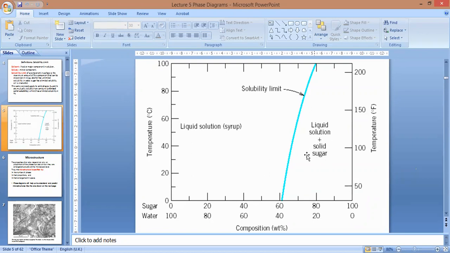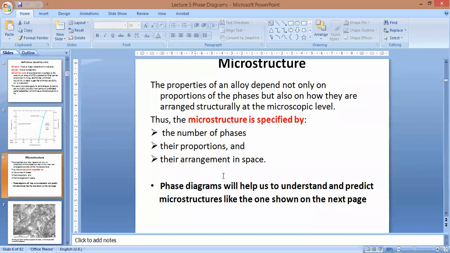So you have is such that if you got this and froze it, you're going to have a solid composed of two types of solids within it. Okay, so we move on to the microstructure.